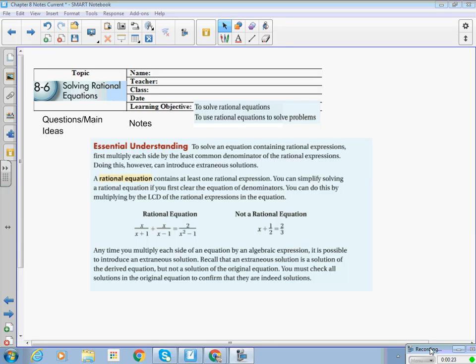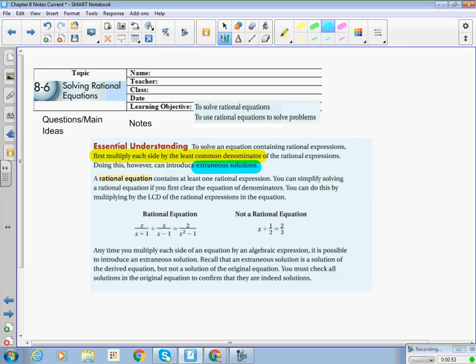To solve an equation containing rational expressions, we're actually going to highlight this: multiply each side by the least common denominator. Remember all that stuff we did yesterday? This is why we're doing it. Doing this, however, can introduce extraneous solutions. That might pop up in an essential question. So let's make note of the extraneous solutions.